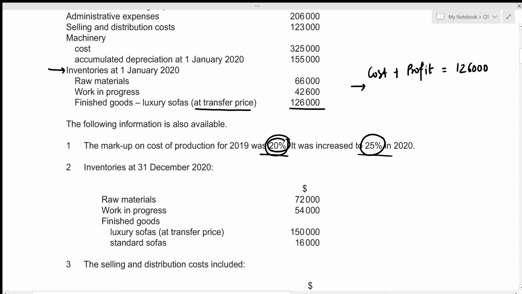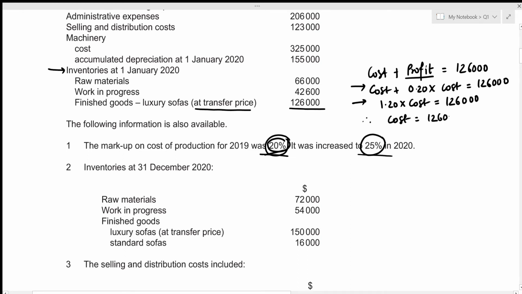Now what we know is that profit is just going to be 20% of the cost, because that was the rate of the markup on cost of production for the year 2019. So that's cost plus 0.20 times cost equals to 126,000. So cost plus 0.20 times cost is just going to be 1.20 times cost equals to 126,000. Now we can easily figure out the cost of the opening inventory. That's just going to be 126,000 divided by 1.20, which results in 105,000.